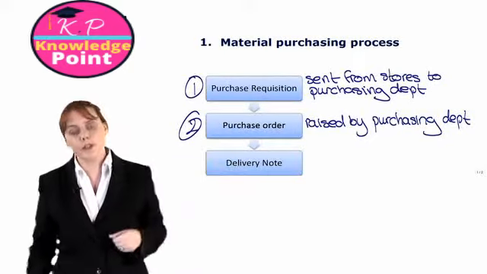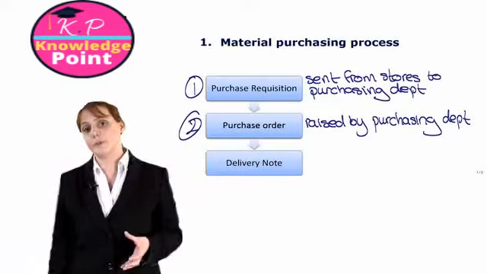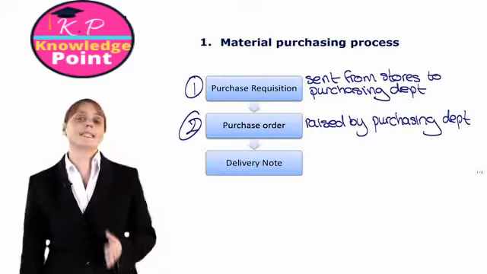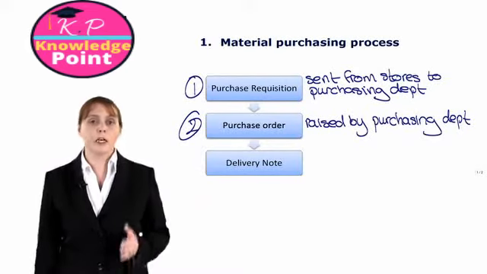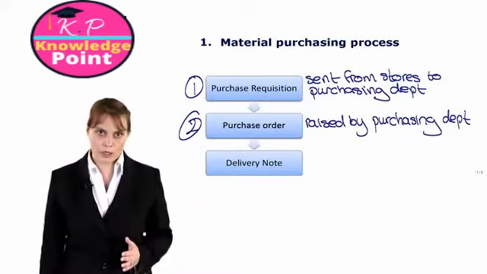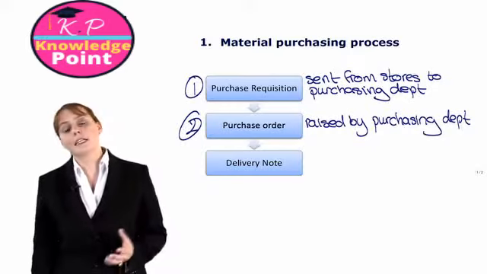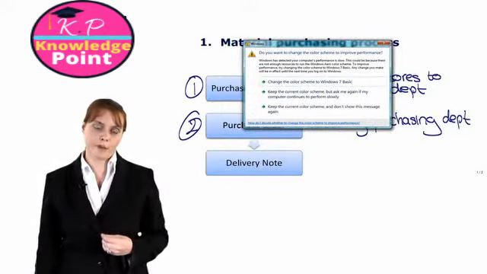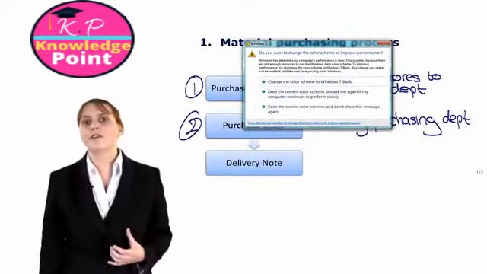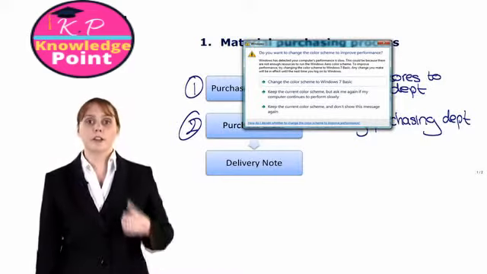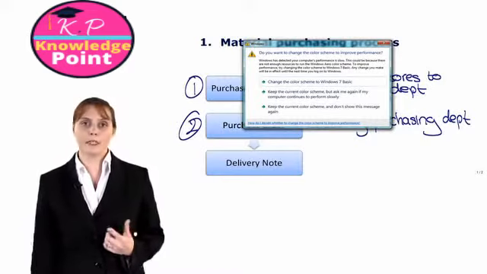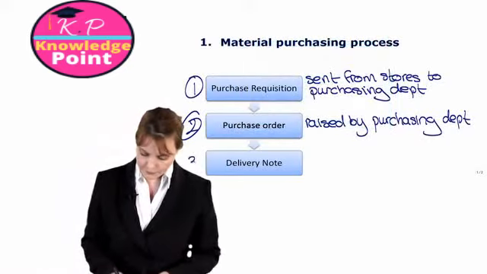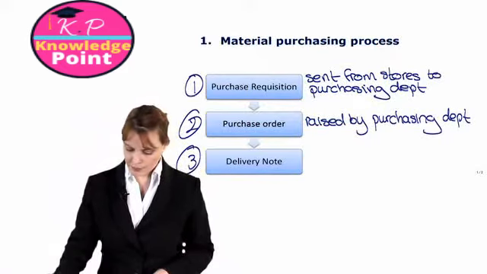At some point in the future then, presumably, we will receive the materials from our supplier. At the point which we receive the materials from our supplier, we will get a delivery note. The delivery note is something that is provided to us from the supplier along with the goods they have provided us with. The delivery note should confirm the quantity and the material type that has been provided to us. So this is step three in our material purchasing process.